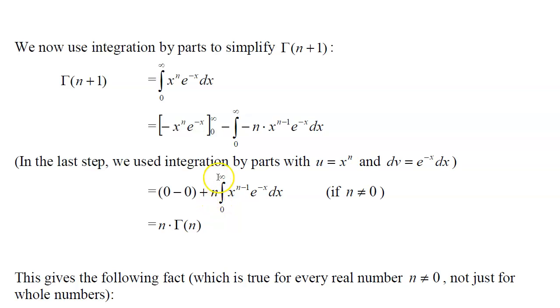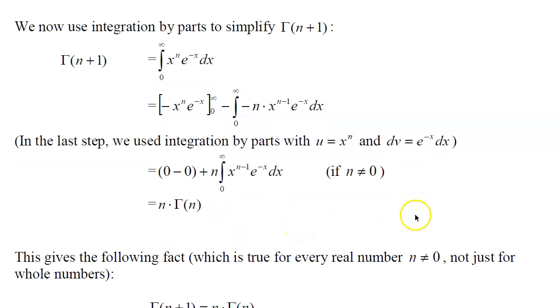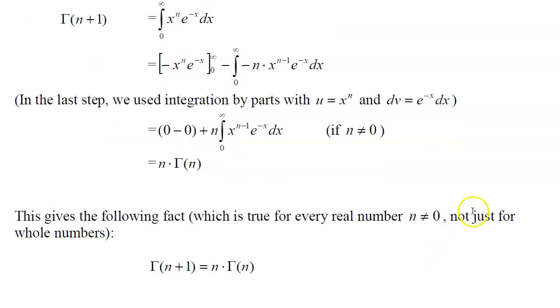But notice this is n times this integral. This integral is just gamma of n. Okay, that was the original formula for gamma of n. So it turns out that gamma of n plus 1 is n times gamma of n. Okay, so again, I challenge you to think this through. I did it kind of quickly here, but gamma of n plus 1, figure out what that is, and then use integration by parts and work things out. It should end up equaling n times gamma of n. Okay, so this gives the following fact, which is true for all real numbers n, okay, not equal to 0, not just whole numbers.